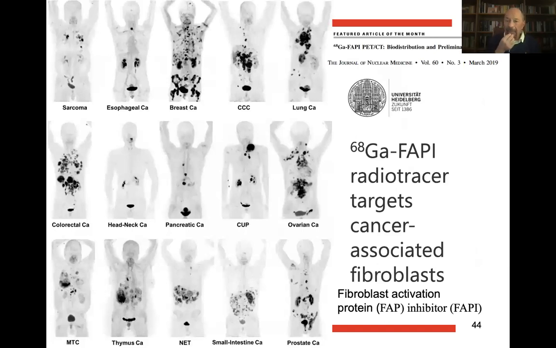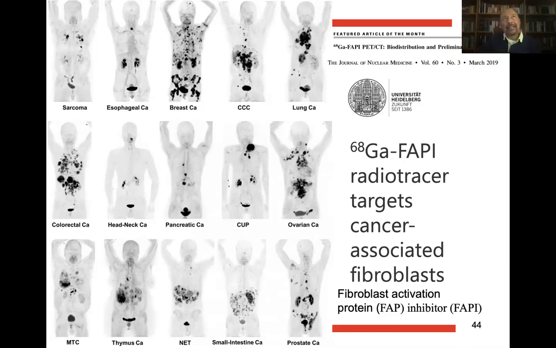You can also do something different. This is a very recent paper from 2019 from the University of Heidelberg, where they're using something different from the 18 FDG, which, as I said, is the standard. They're using gallium-68. We have seen gallium-68 among the candidates for PET. But it is bound to FAPI. FAPI is the fibroblast activation protein inhibitor.